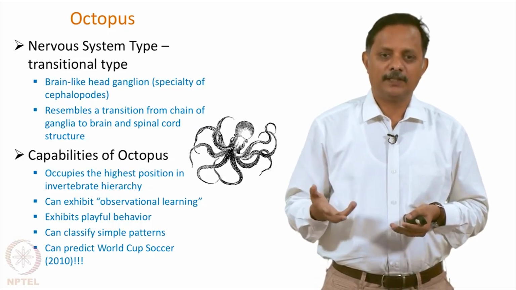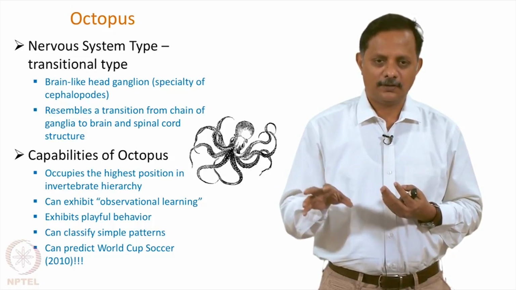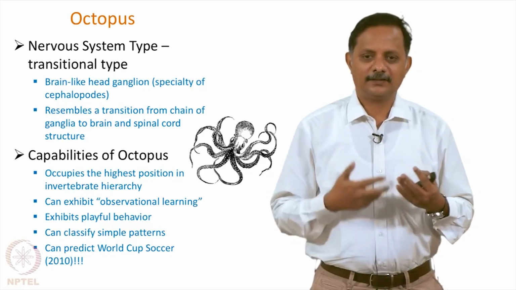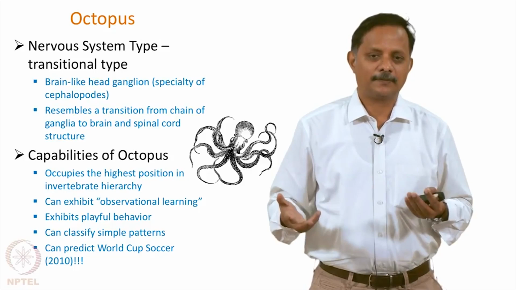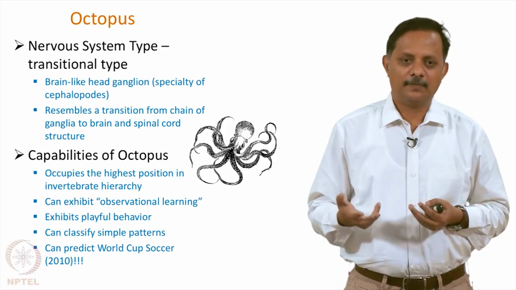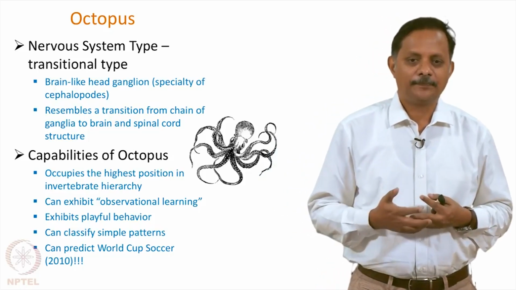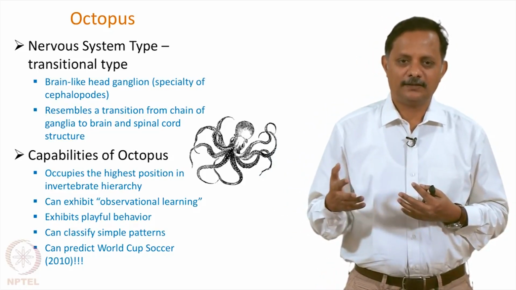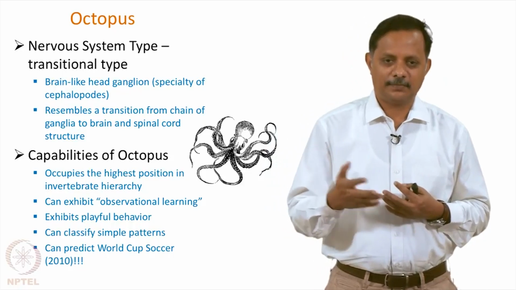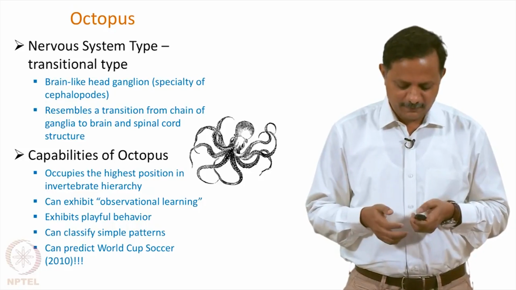Now, they also exhibit playful behavior. People have observed octopuses, for example, throw an object into flowing water and then pick it up again with tentacles, throw it again, pick it up again. This kind of activity does not serve any purpose, so that is like play. The octopus is just having fun, and then they can classify simple patterns. An extreme example, or maybe even an absurd example, is that octopuses have been used to predict the winners of World Cup soccer in 2010, and this octopus called Paul had actually predicted the winner quite correctly. So, that may be just a joke, but they do exhibit very interesting and very intelligent behavior.